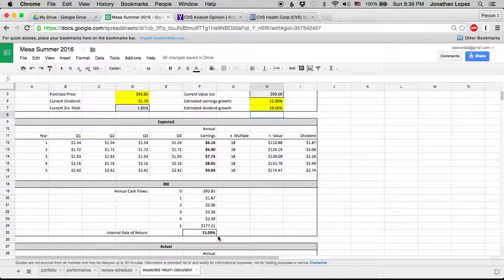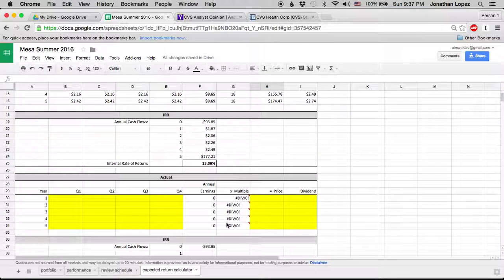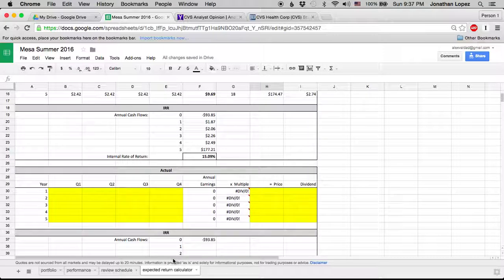So if I'm happy with 15.09%, maybe I'd buy that. And then what I would do is over the next 5 years, I would see if my expectations were right. If indeed it's earning $6.16 or roughly $1.54 a quarter, then I'd probably just hold on to it because it seems like it's doing what I would expect it to do. If, on the other hand, they start missing earnings really badly and give guidance that they're not going to be able to do what I expected, then maybe I would sell it. So that's a quick tutorial on how to use the expected return calculator and how to fill it in.